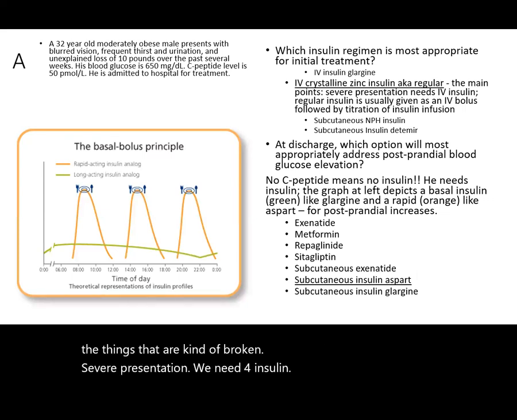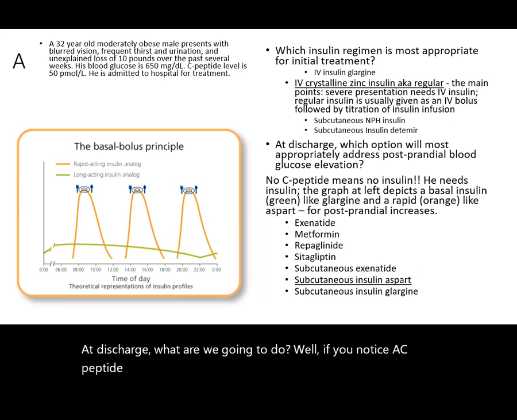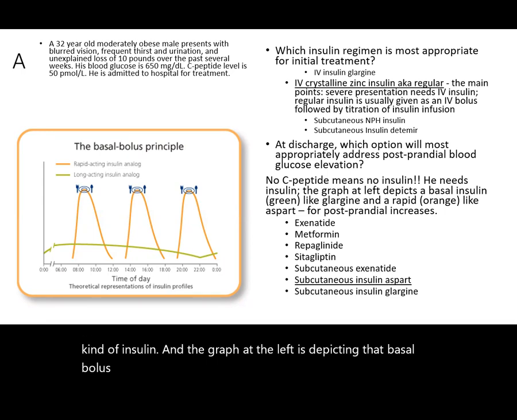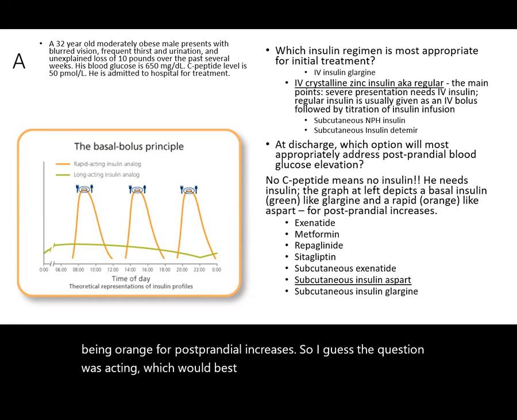At discharge, what are we going to do? Well, if you notice, his C-peptide was way low. Normally, it's going to be above 200. His was only 50. That means that he's not got insulin. So he needs some kind of insulin. And the graph at the left is depicting that basal bolus, glargine being green, and a rapid-acting insulin for bolus being orange for postprandial increases. So the question was, which would best address his postprandial increase?